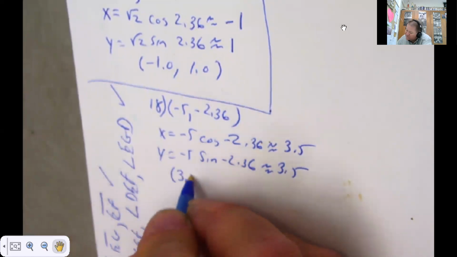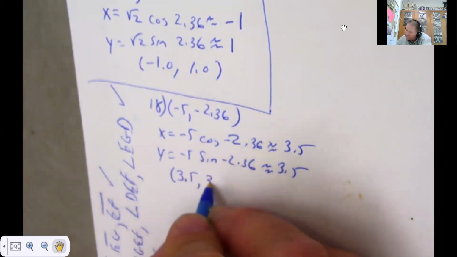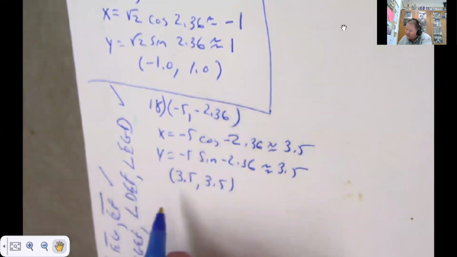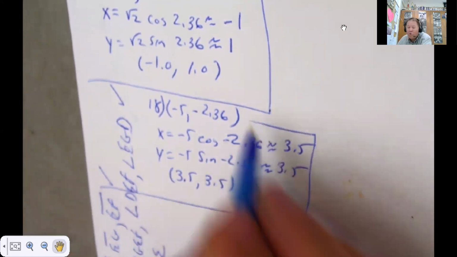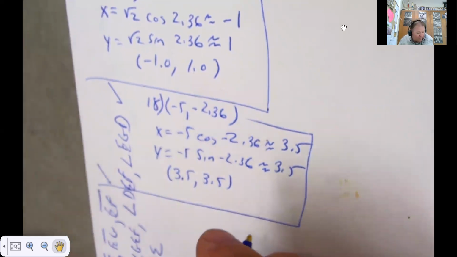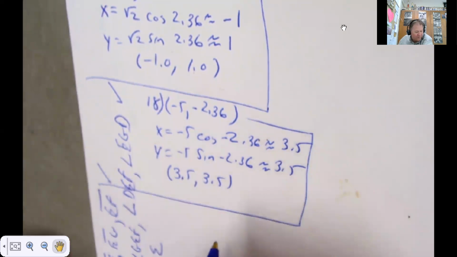So I always want you to list them as the ordered pair that they are: 3.5, 3.5. Don't just leave it like this, please. I would take a half point off if you never listed the point as an ordered pair. I know it sounds picky, but still. All right, 21. Okay, now we're still going.